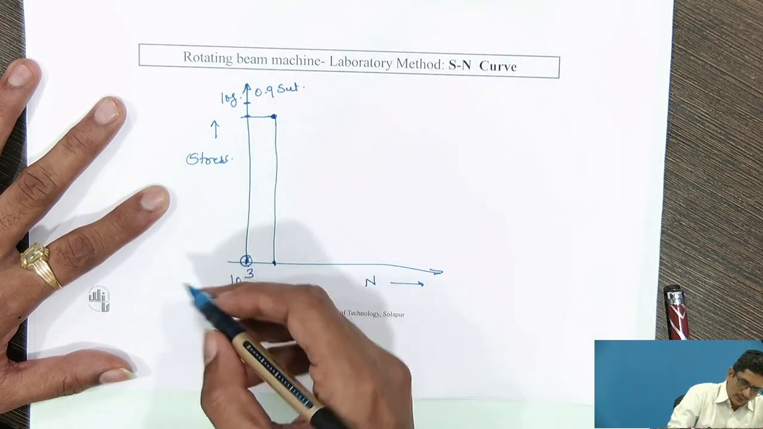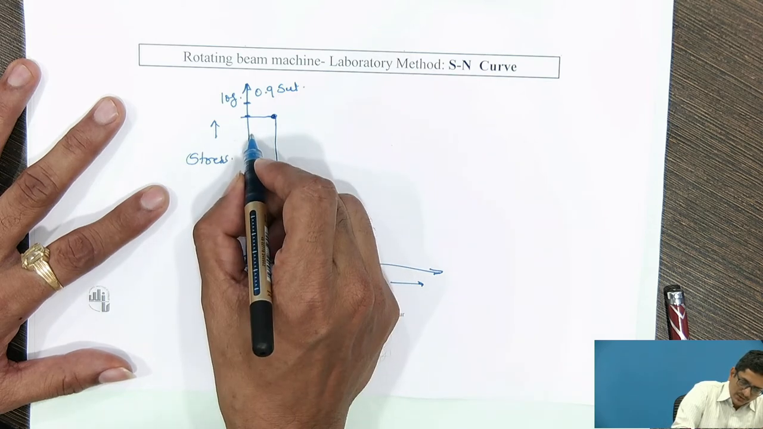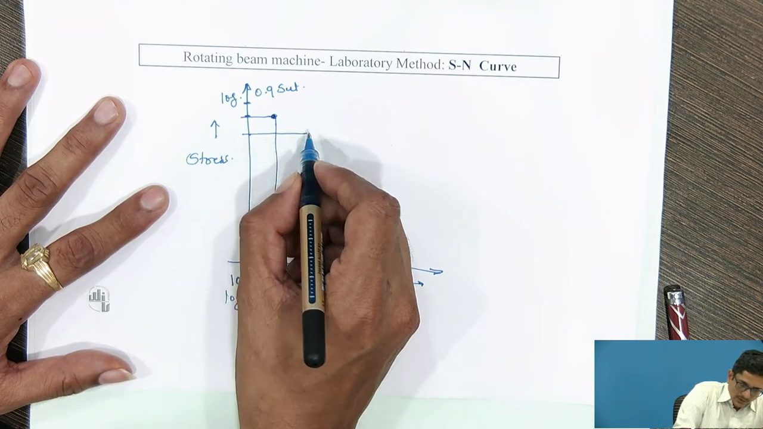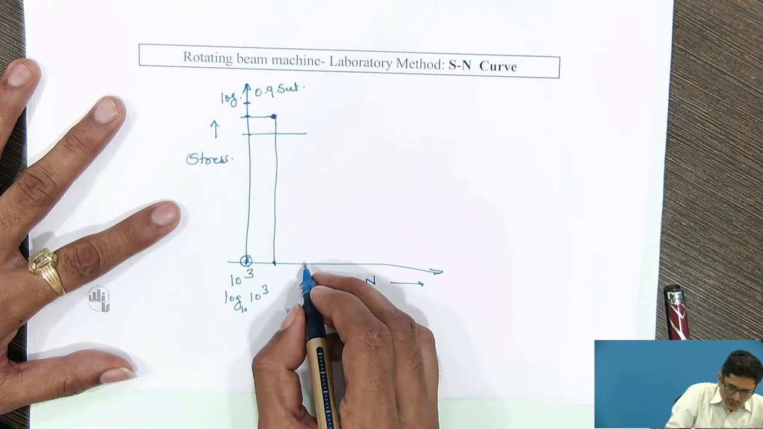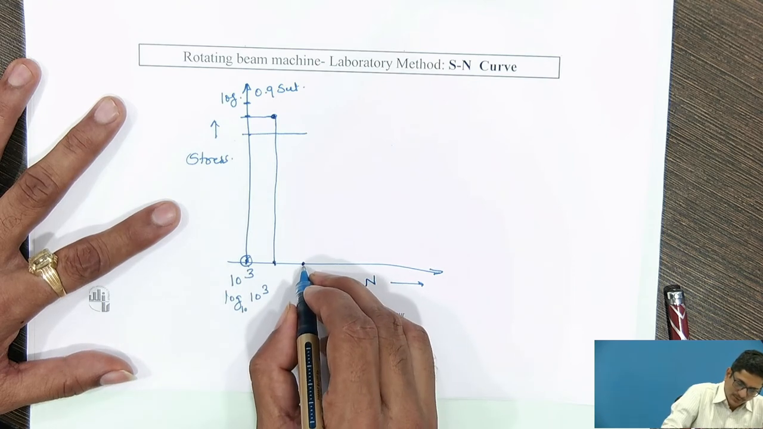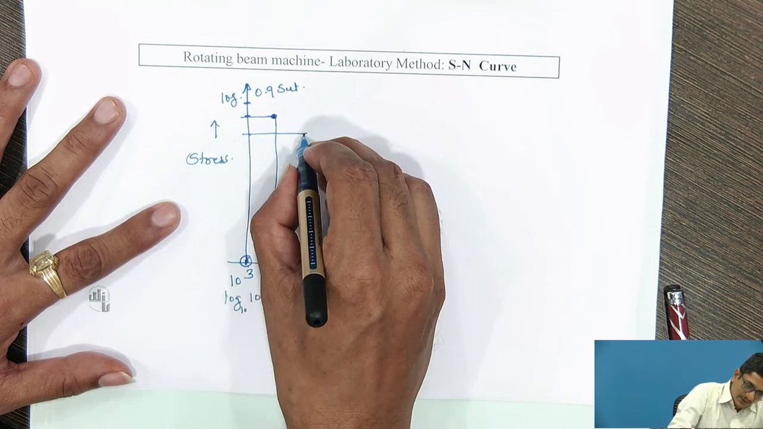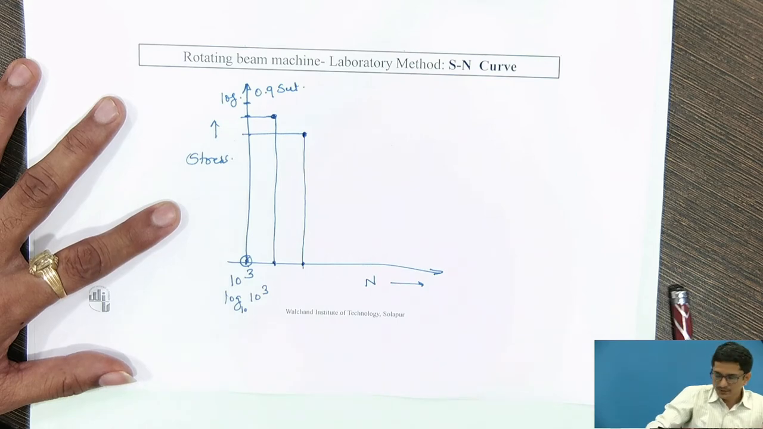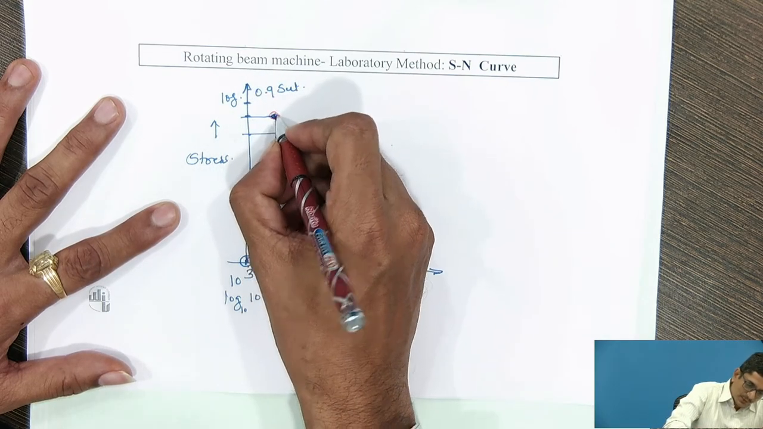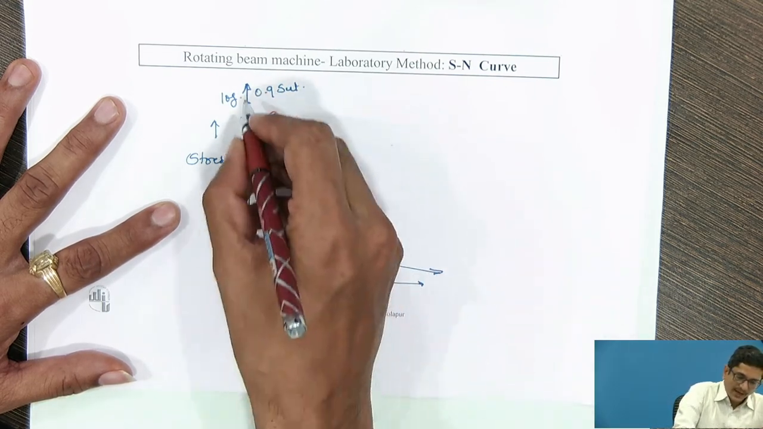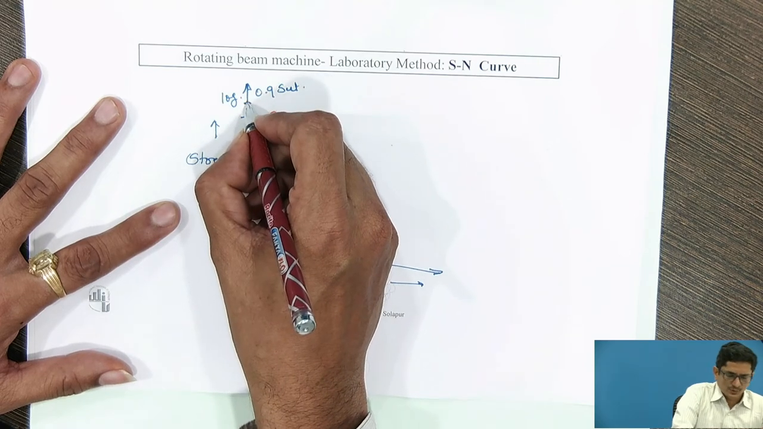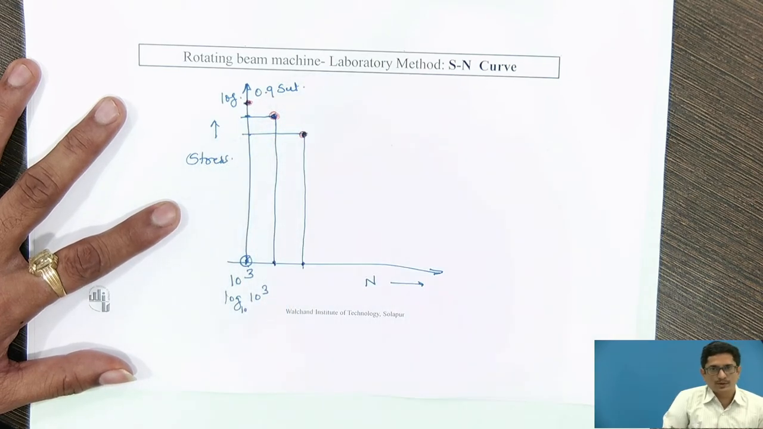Then I need to go further. I need to lower the stress value and draw a horizontal line for that. I need to check the number of stress cycles that the component has sustained, and draw a vertical line. I am going to get the second point. This is how I am going to get the first point, the second point, and over here at 0.9 SUT somewhere, I am going to get one more point.